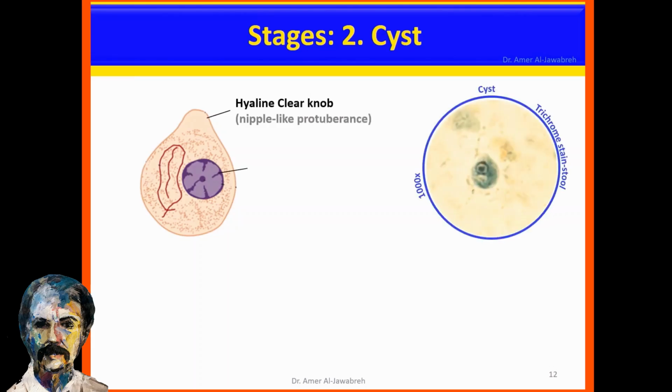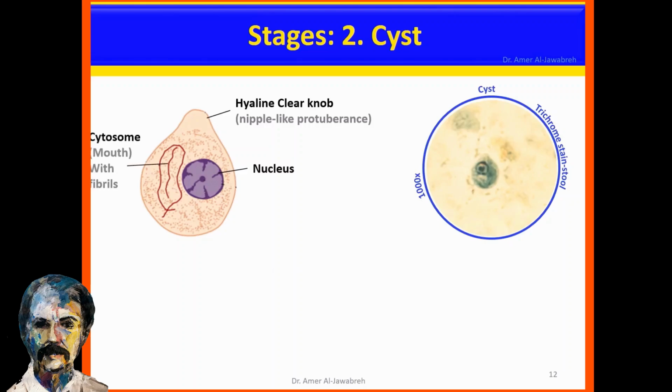And here it looks like a lemon. And it has at the end here a knob. And this knob is usually lighter in color than the cytoplasm. We call it a hyaline clear knob. Some books call it a nipple-like protuberance. Protuberance, something extending out. If you see this or that in books, they mean the same.